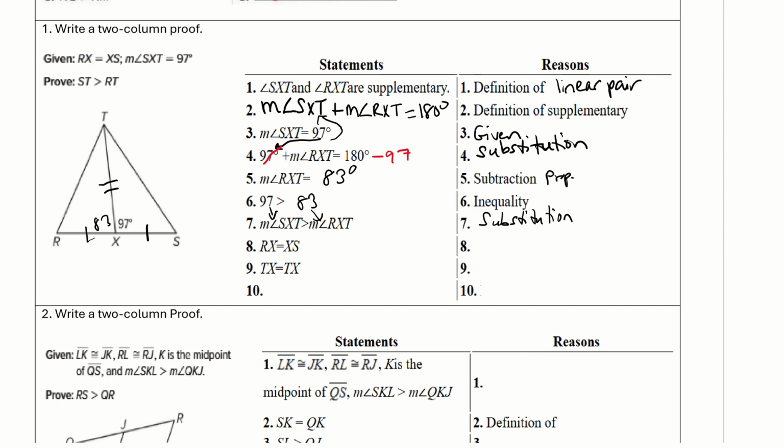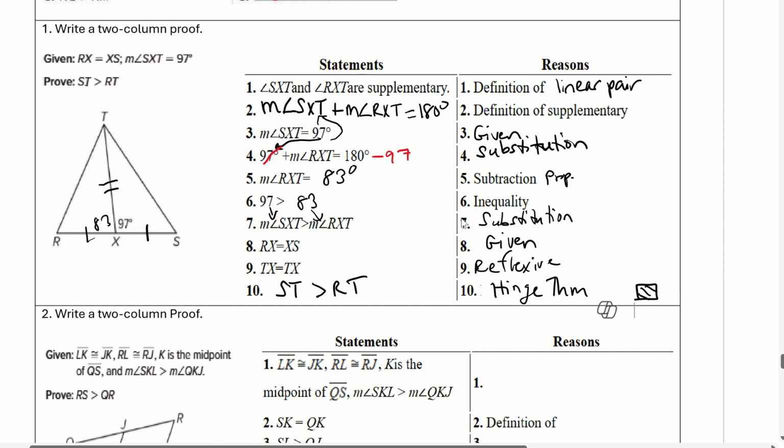And we know RX equals XS because that was given. And then it says TX is equal to TX because that's reflexive. That's what we had talked about earlier. Remember, we need these to be the same so that we can use the Hinge theorem. So this angle is bigger, which means this side has to be bigger than the other side. In other words, ST has to be bigger than RT. We always end with what we're trying to prove, and that's by the Hinge theorem. Okay, and that's the end of our proof.